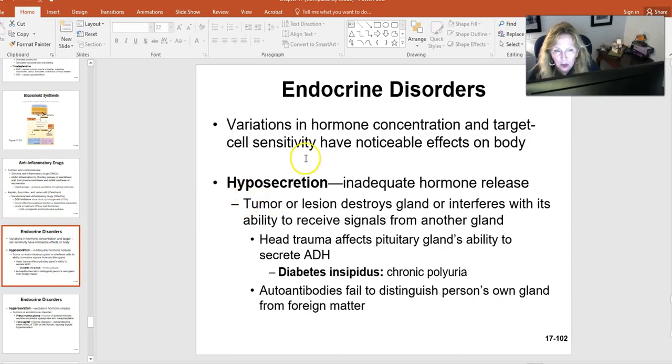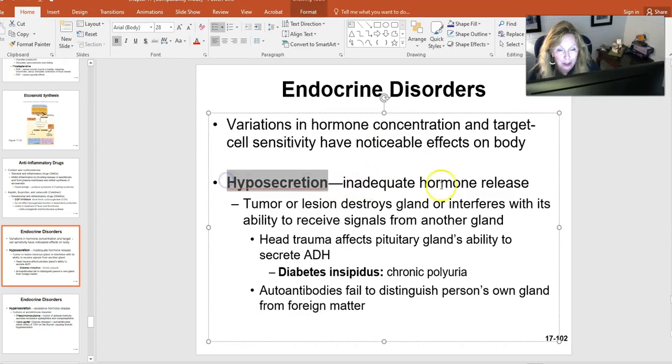Let's look at some disorders. I've told you that when you think about disorders, it could be because of a hyposecretion, not enough, or it could be because of a hypersecretion, too much. An example of a hyposecretion is diabetes insipidus. This, you need to understand, has nothing to do with the pancreas or glucose. The word diabetes simply means that you're producing a lot of urine. That's what that word means. It doesn't mean anything to do with anything else. It's just producing a lot of urine.